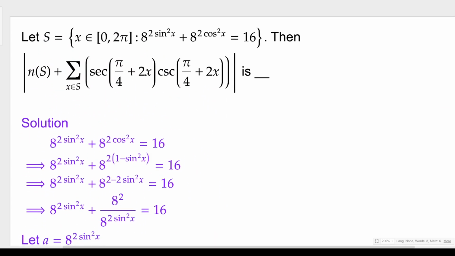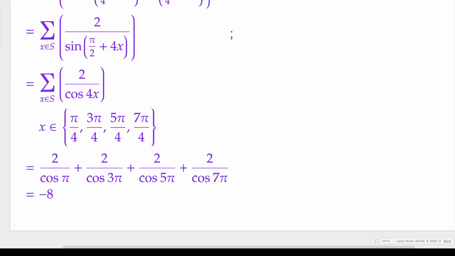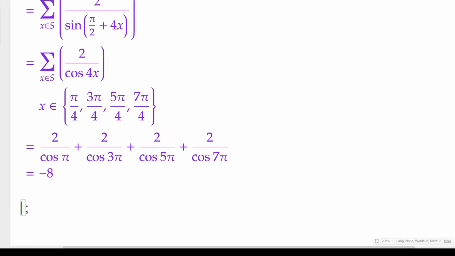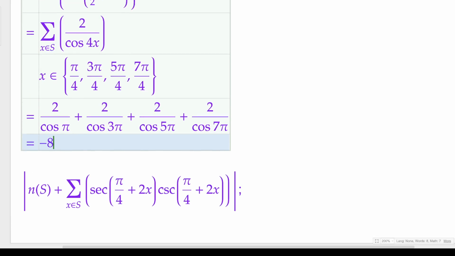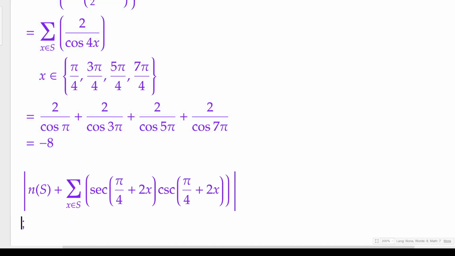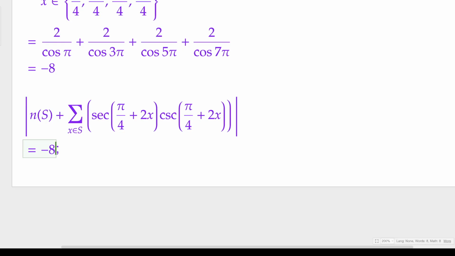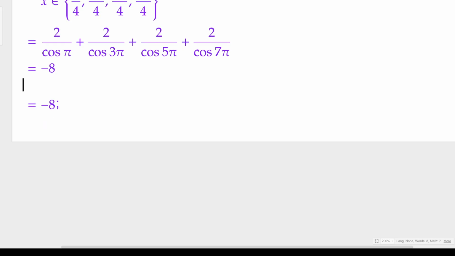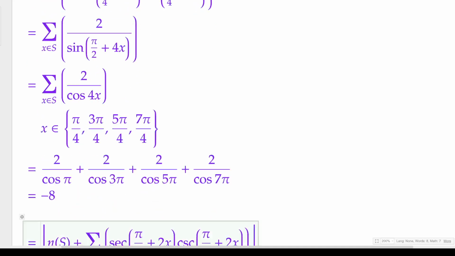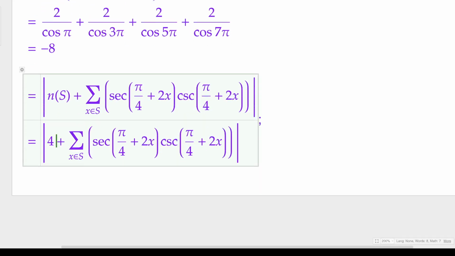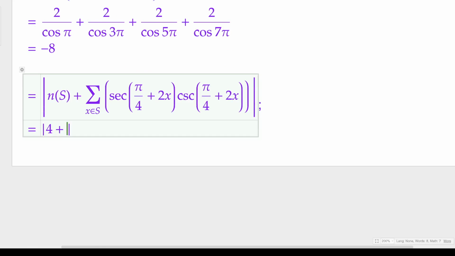Now it's time to write the final answer. Since we have all the values, I'll arrange it properly. This is my given expression, and we need to compute the answer for it. The number of elements in set S is something that we already know, we have already computed that. That is 4. So I will replace it by 4, and this particular expression we have resolved and got negative 8.